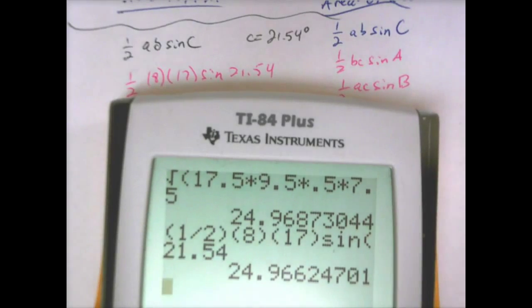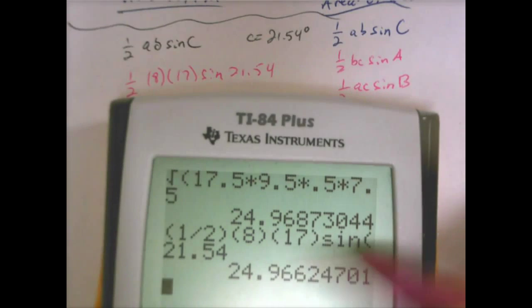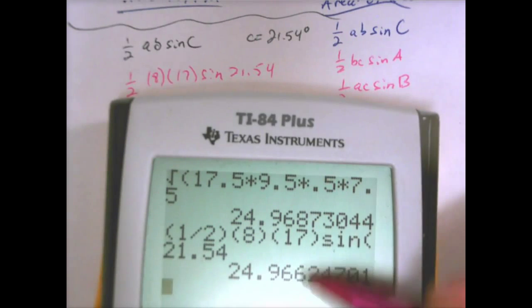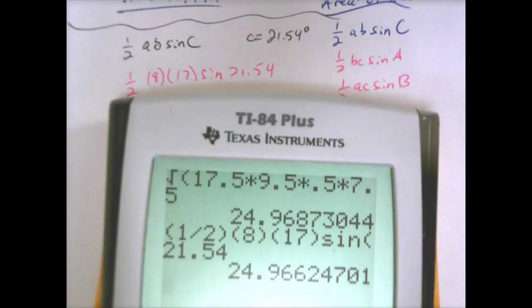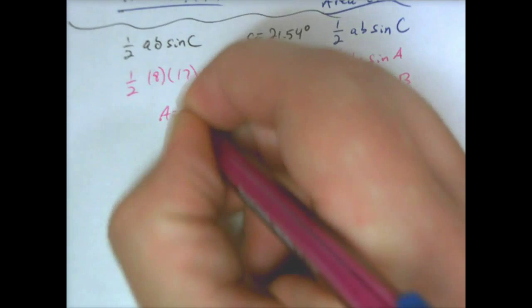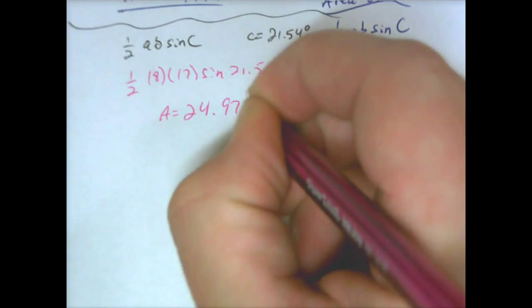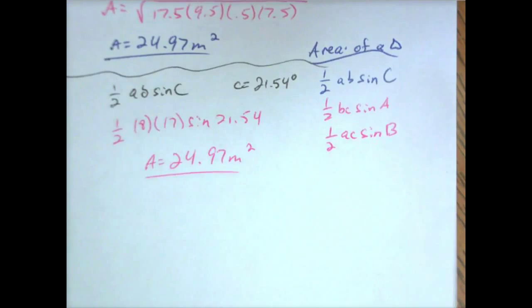And hey, check that out. It's going to be a little bit off because we rounded this angle C, but it's really close. So again, it would still round to 24.97. So I have the area is 24.97 meters squared. And you'll get the same thing no matter which angle you use.